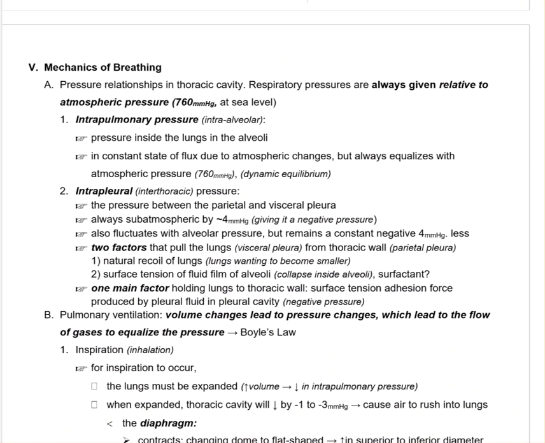So we need to look at how pressure changes in the thoracic cavity as compared to the outside world, what we call atmospheric pressure. Just like we measure blood pressure, we can measure the pressure of gas out in the world. Atmospheric pressure is 760 millimeters of mercury at sea level. We're close enough to sea level that we can just use that as our value.